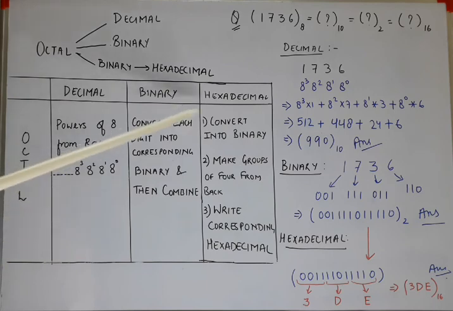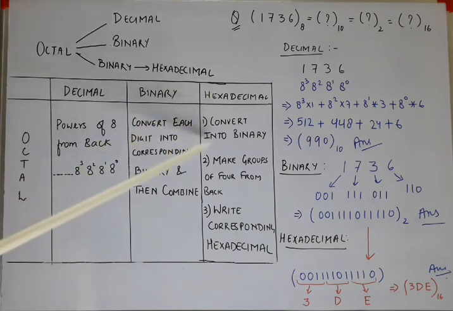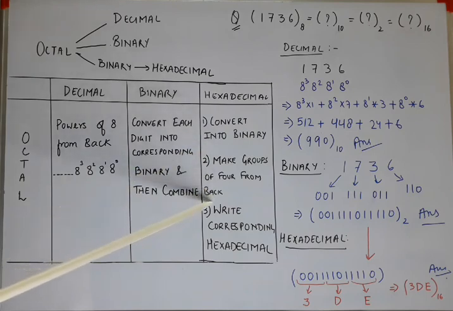Then octal into hexadecimal, first of all convert the number into binary, then make groups of 4 from back just like we did earlier, and then write corresponding hexadecimal with the help of the table that we discussed in the binary representation of hexadecimal numbers.